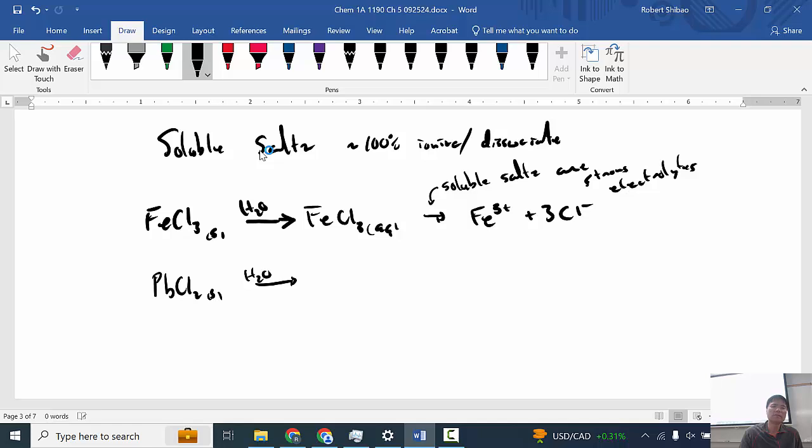When we dissolve or try to dissolve it, it stays mostly as this. But a tiny bit will dissolve, because it's not 100% insoluble, and that tiny bit that dissolves will form ions.